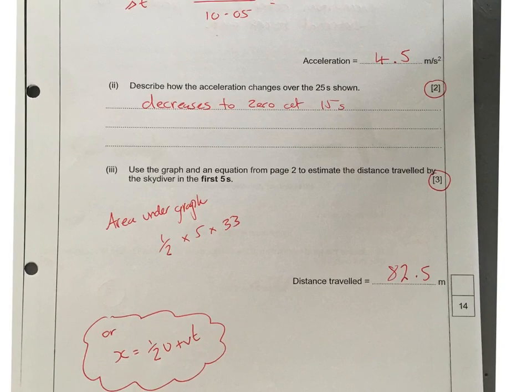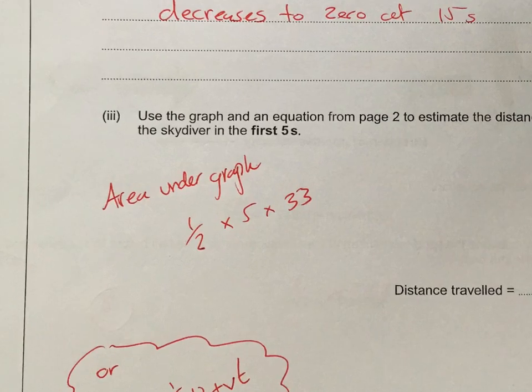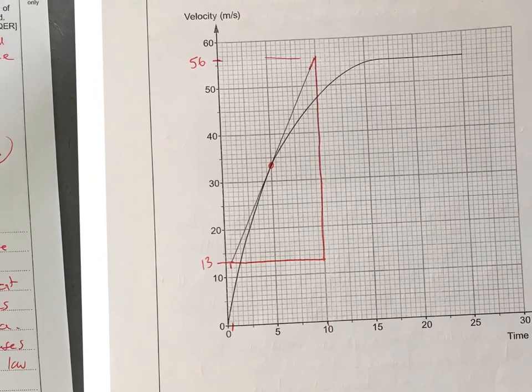And then to get the distance, we use the area under the graph. So the area under the graph there, you can see is half times base times height. So half times 5 times 33, which is, so half times, so it just wants this bit by here, okay?